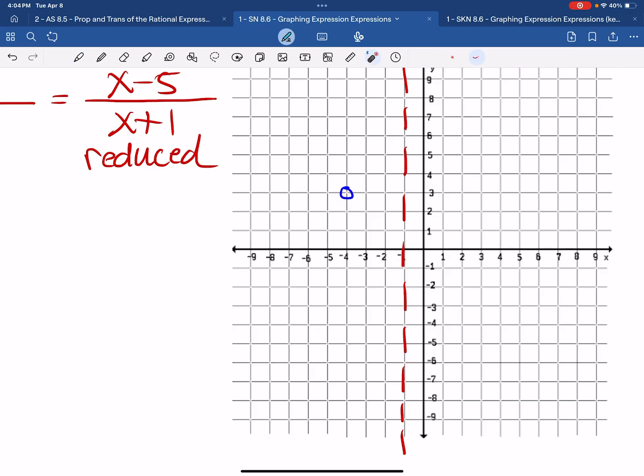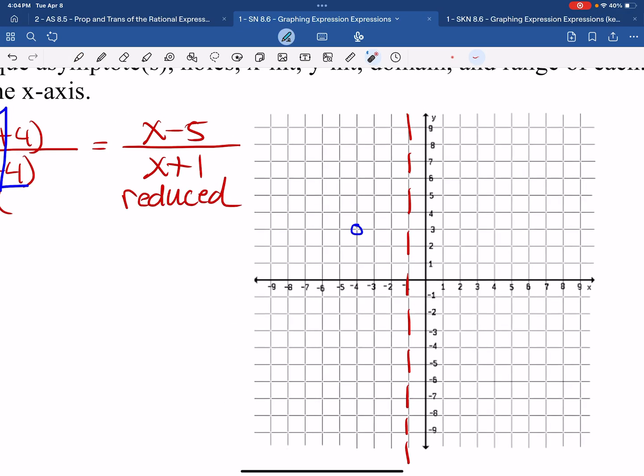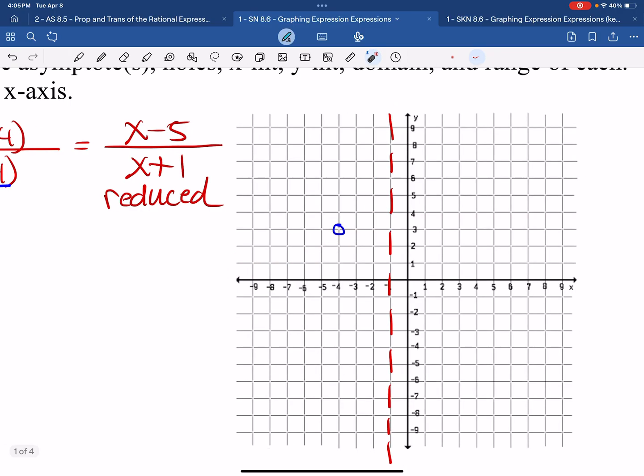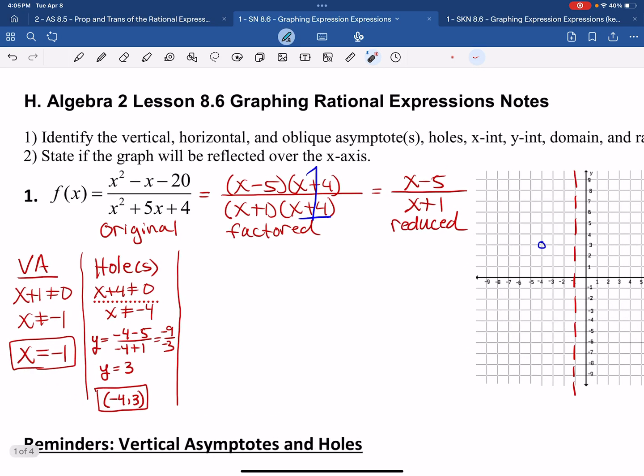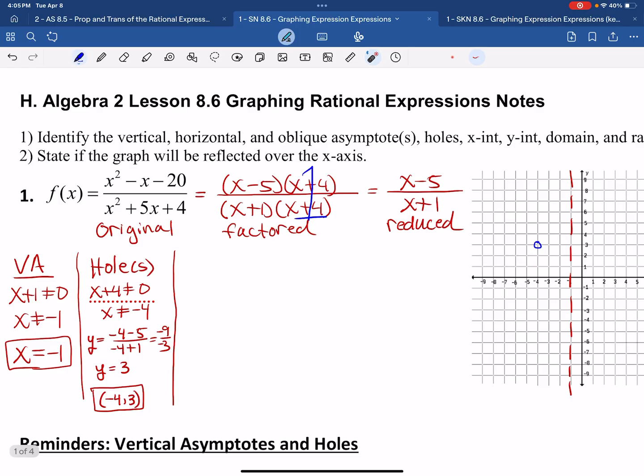Okay, and where we're headed with that is eventually when I get to sketching, my graph is going to go all the way up to the hole and then jump across to the other side, but it will not go through the hole. So that's where we're headed with that point. All right, next up, we need to find the horizontal asymptote.